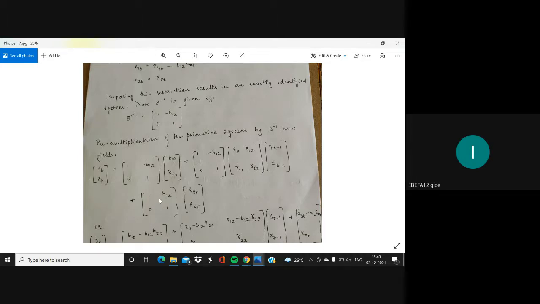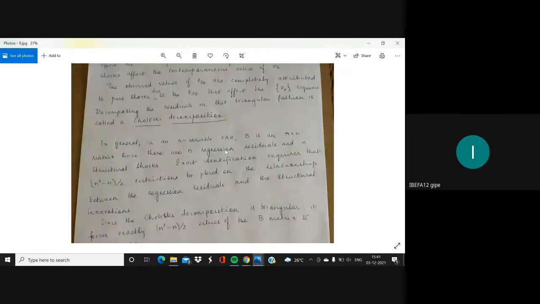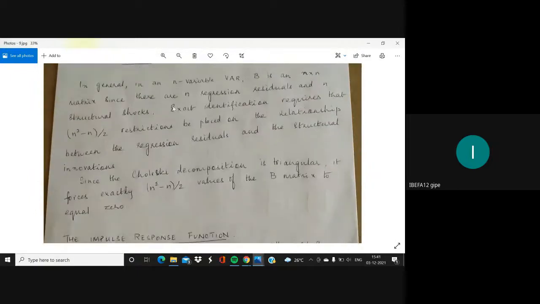So this is called a Cholesky decomposition, where your upper triangle will have certain elements, but the lower triangle will be a series of zeros most of the time. If you have n variables in your VAR model, you will have a larger number of zeros. So this is called a Cholesky decomposition. Now in general, you'll find that in an n variable VAR, your B matrix will be an n by n matrix, since there are n regression residuals and n structural shocks. So there will be n such E1t, E2t terms, and n structural shocks will be there.